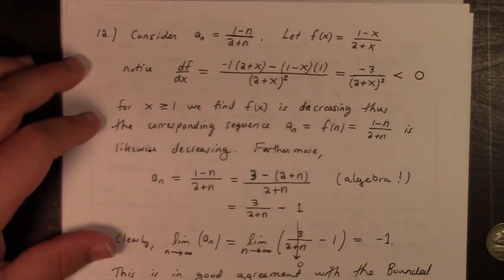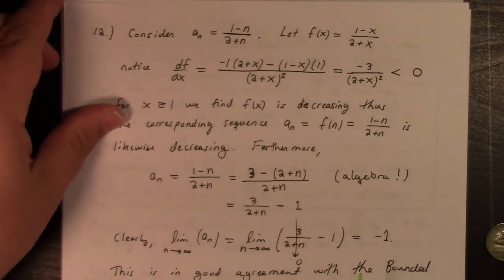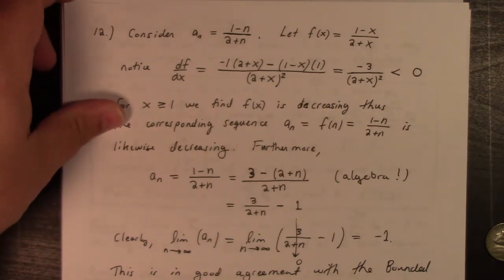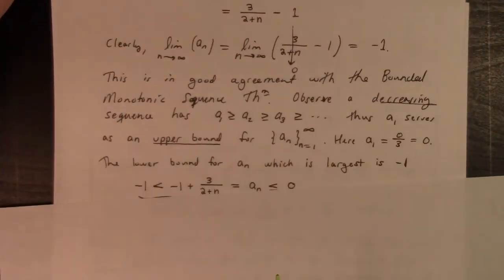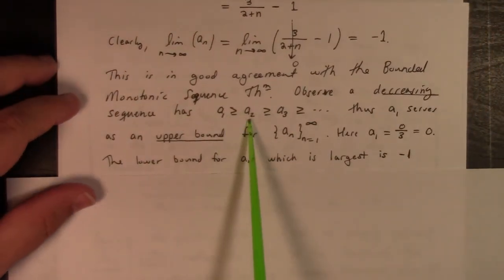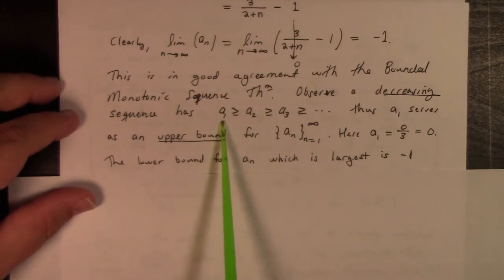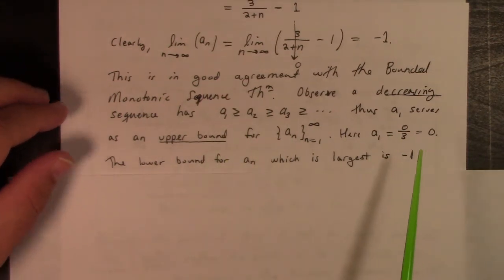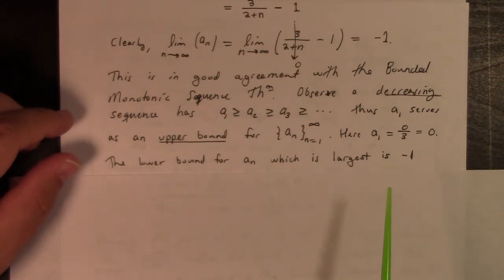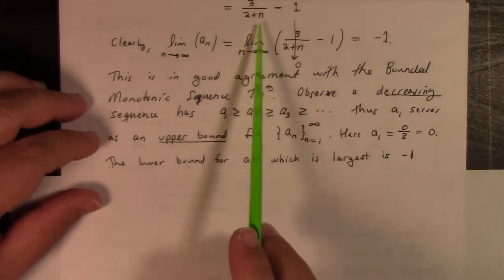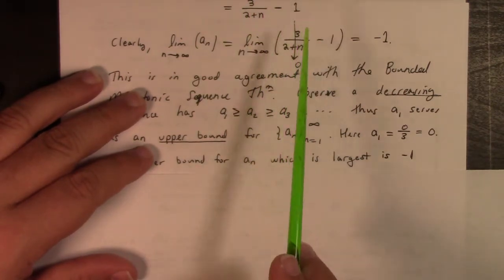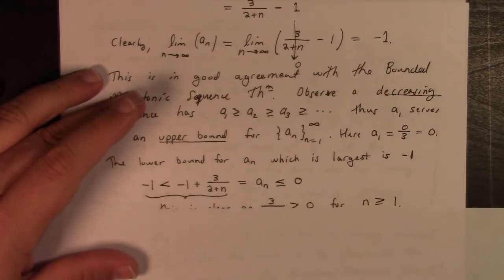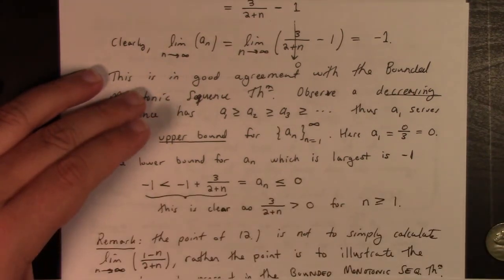And by the way, this is in good agreement with the bounded monotonic sequence theorem. Notice that a decreasing sequence is bounded above by its first term, right? If it's decreasing, then a1 is greater than or equal to a2, which is greater than or equal to a3. So the first term in the sequence serves as an upper bound. On the other hand, no matter how large n gets, this is always a little bit bigger than minus 1, right? So minus 1 is the greatest lower bound in this case. And it's also the limit as n goes to infinity.